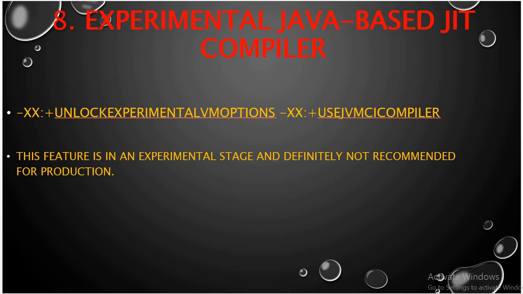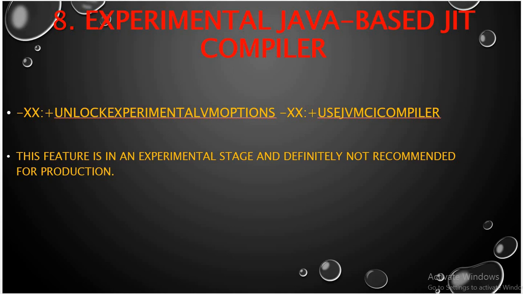And the next, eighth one, is experimental Java-based JIT compiler. This feature introduced the Graal compiler research project to the JDK, and a new Java-based JIT compiler, which is the basis of an experimental ahead-of-time AOT compiler. Graal was already added back in Java 9, but now it is possible to enable it with the following arguments: -XX:+UnlockExperimentalVMOptions -XX:+UseJVMCICompiler. However, keep in mind that it is at an experimental stage and definitely not recommended for production level.